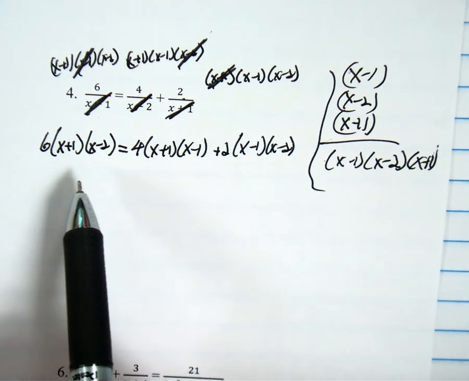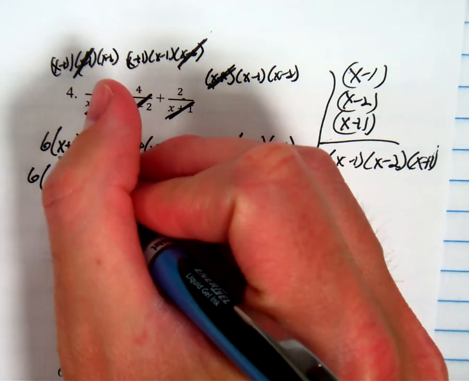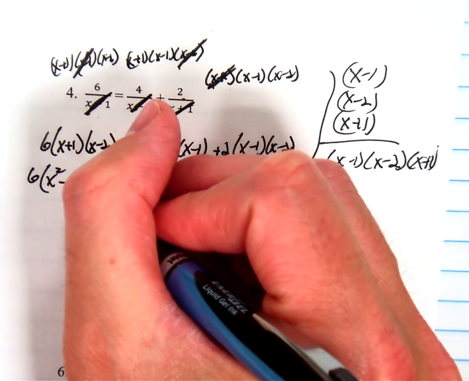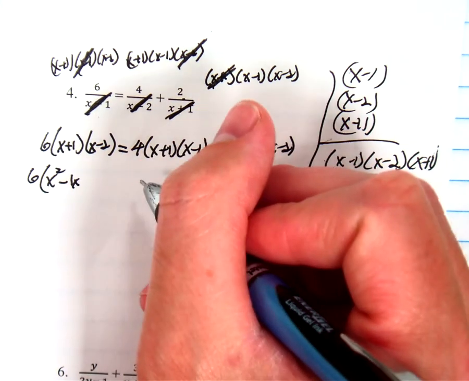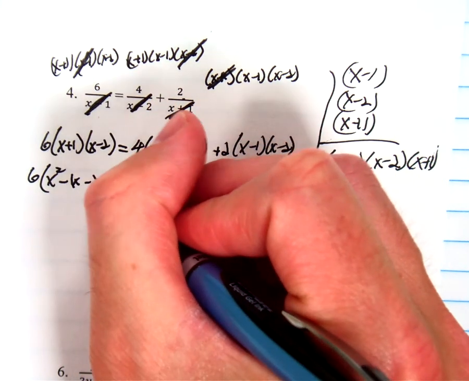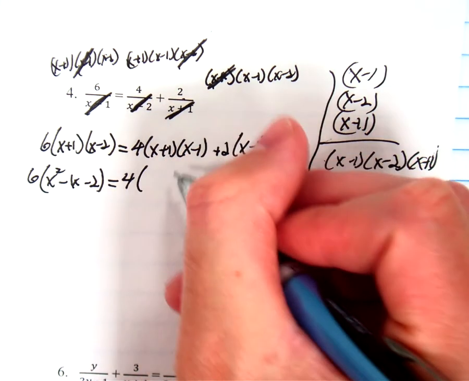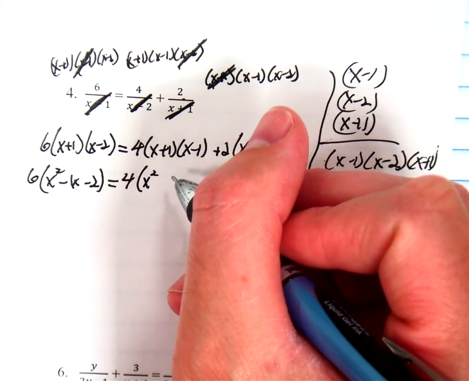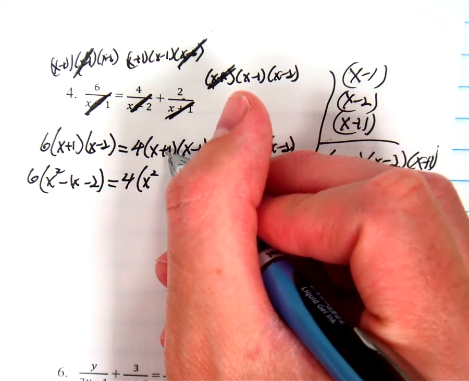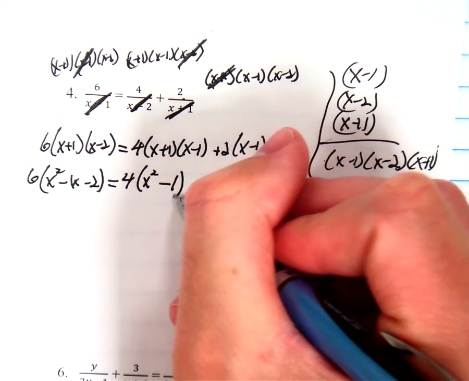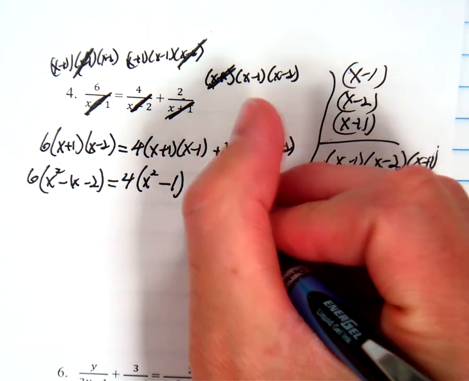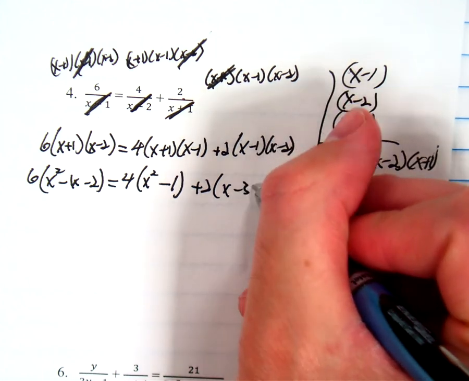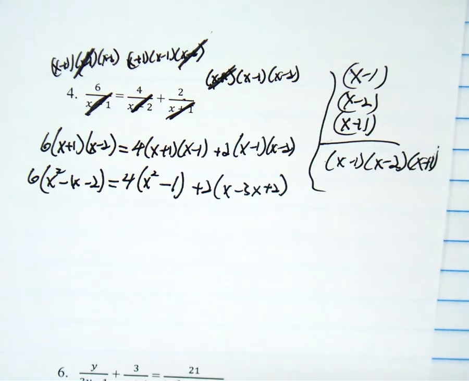Okay, now you might need a little bit more work with your FOIL. 6 times x squared minus 2x plus 1x is going to be minus 1x. I kind of did that 2 steps together there. And 1 times negative 2 is negative 2. x times x is x squared. x times minus 1 and x times plus 1, minus x plus x. Those are going to cancel out. 1 times negative 1 is minus 1. 2 times x squared minus 2x minus 1x is minus 3x plus 2.